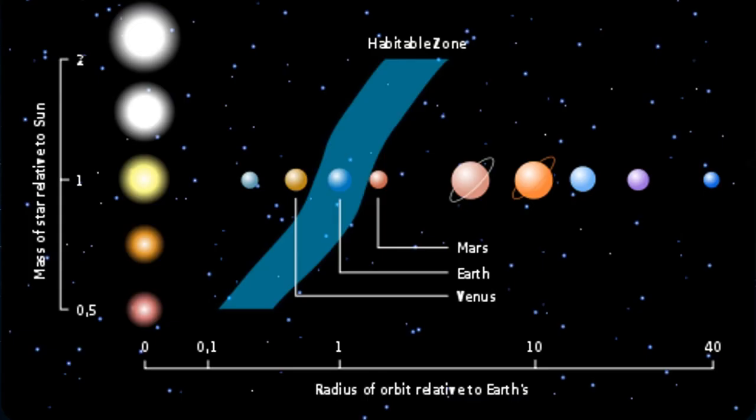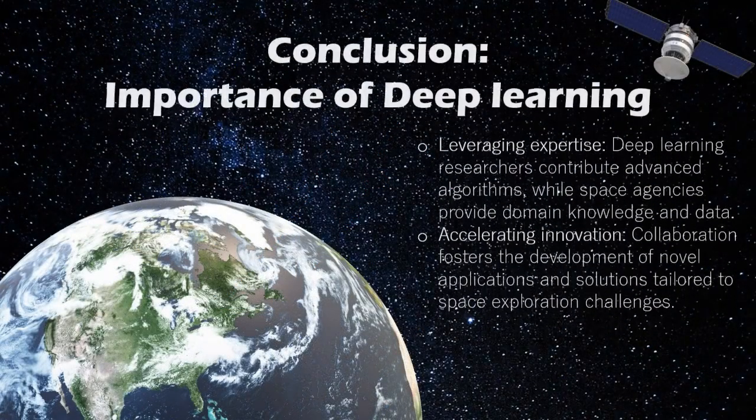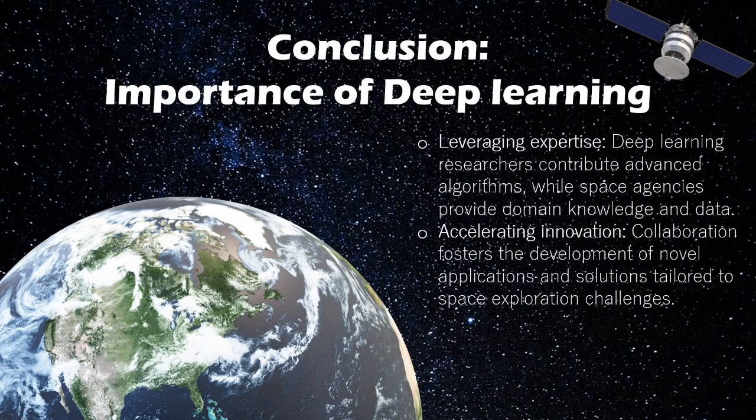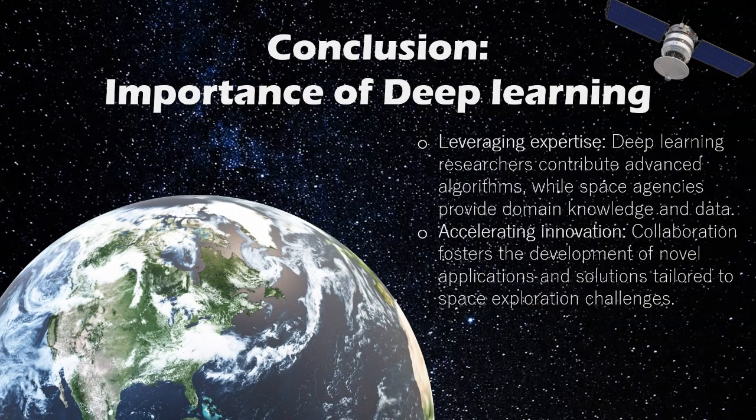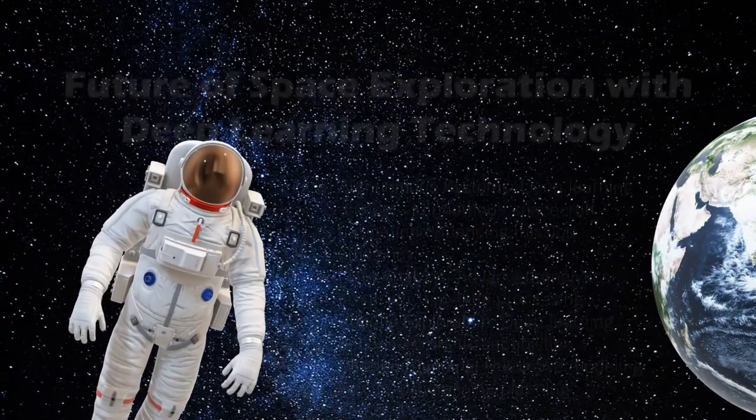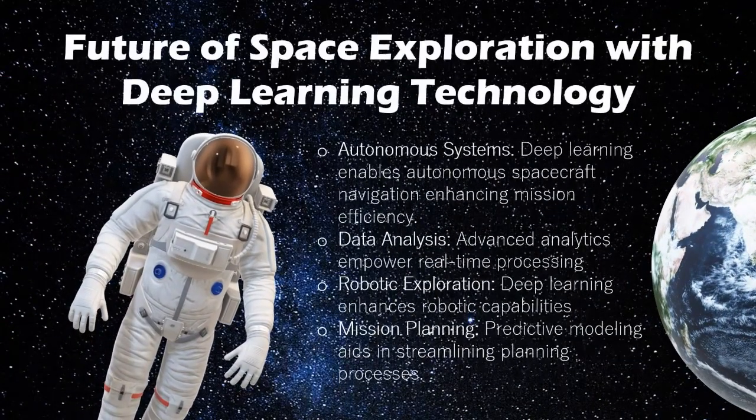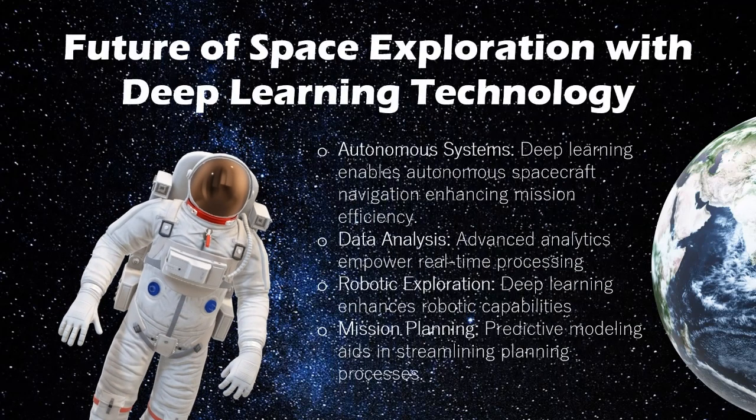In this figure, the habitable zone graph shows where a planet could have just the right conditions for water and life, offering hope for discoveries beyond our world. Deep learning serves as our cosmic compass, guiding humanity through the vast expanse of space, unveiling its enigma and propelling us towards the frontier of celestial discovery.